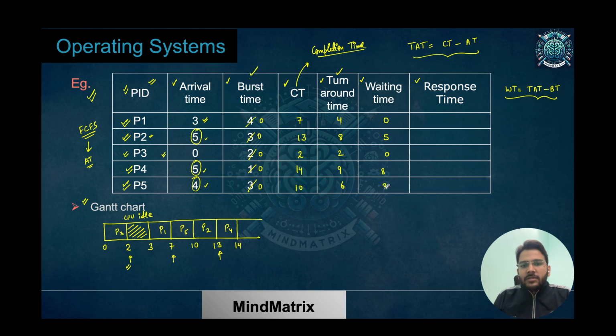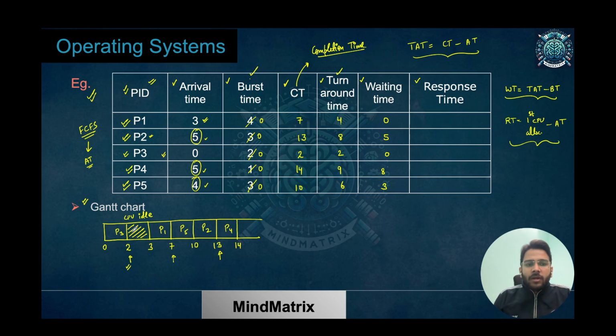6 minus 3, it is 3. So this is the waiting time of all the processes. Clear? What about response time? We know response time is what? First time CPU allocation minus arrival time of that process.